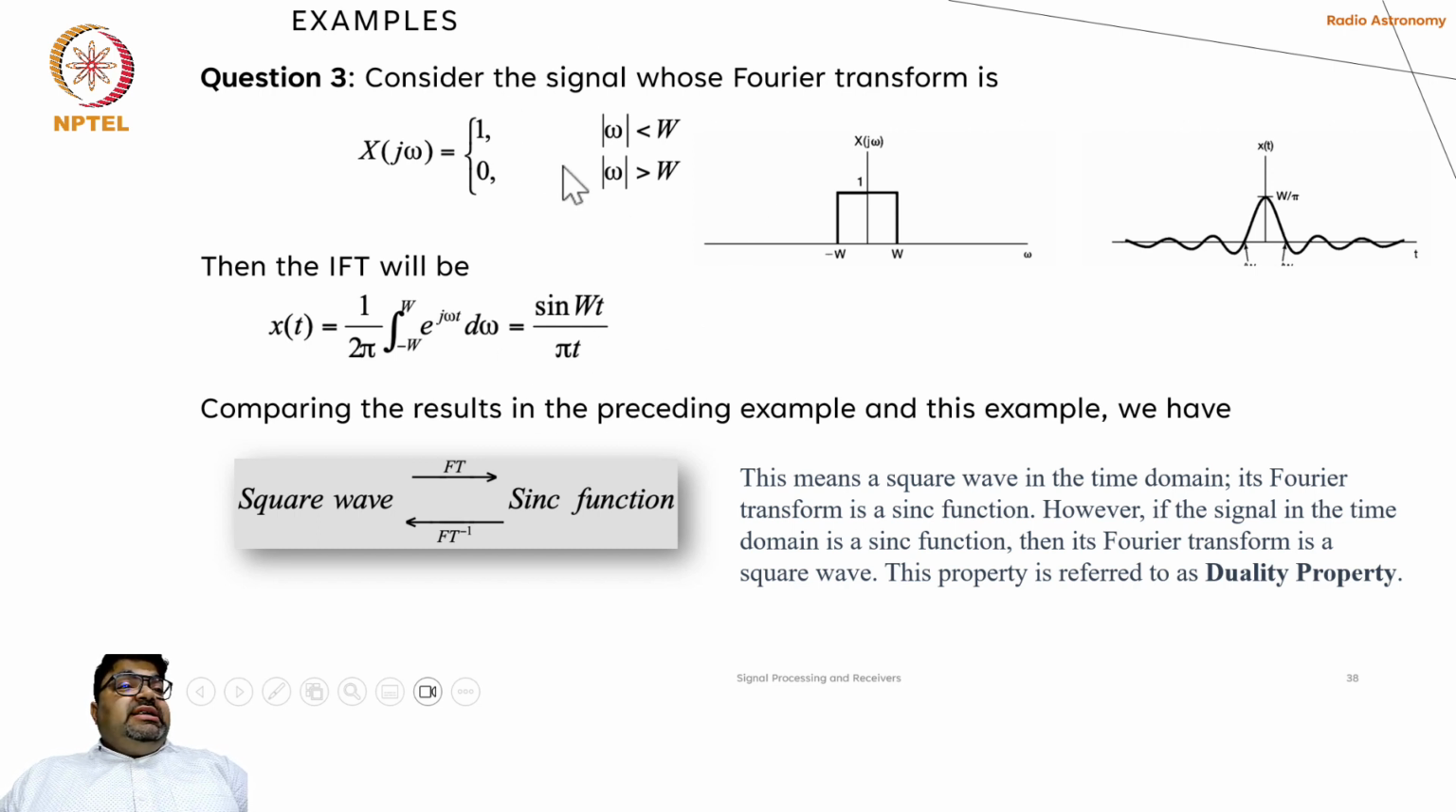You can also derive the same thing. So a square wave and the sinc function are kind of Fourier transforms of each other, and this is called a duality property.